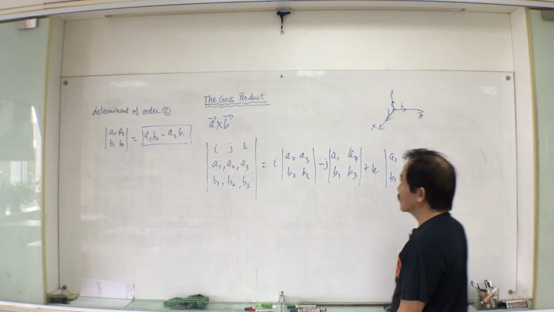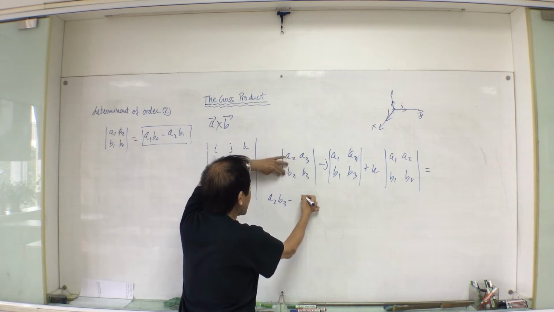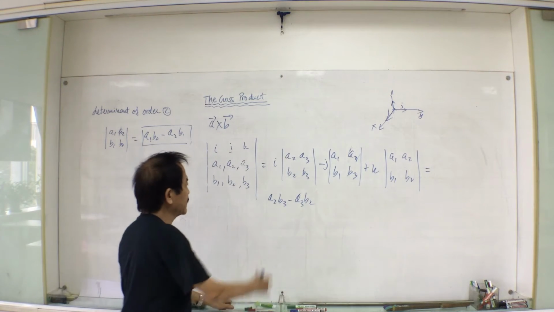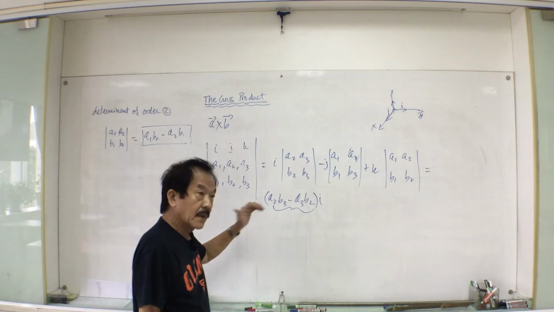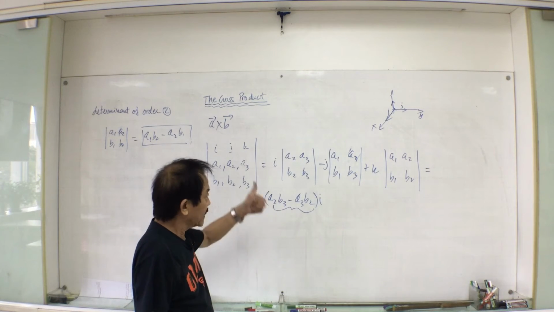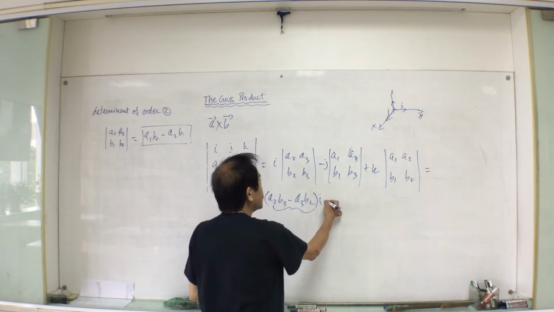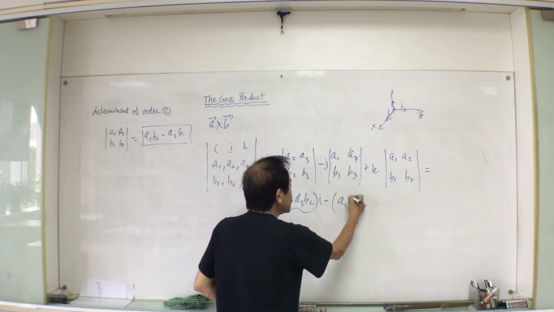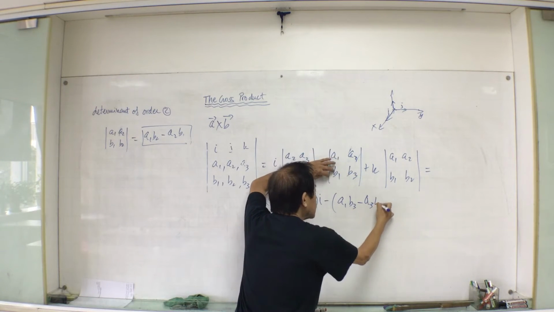So now what is this equal? It equals A2 times B3 minus A3 times B2, based on the definition of the determinant, times I. So this one is the perpendicular vector to both of them. That is vector C. Then minus A1 times B3 minus A3 times B1.